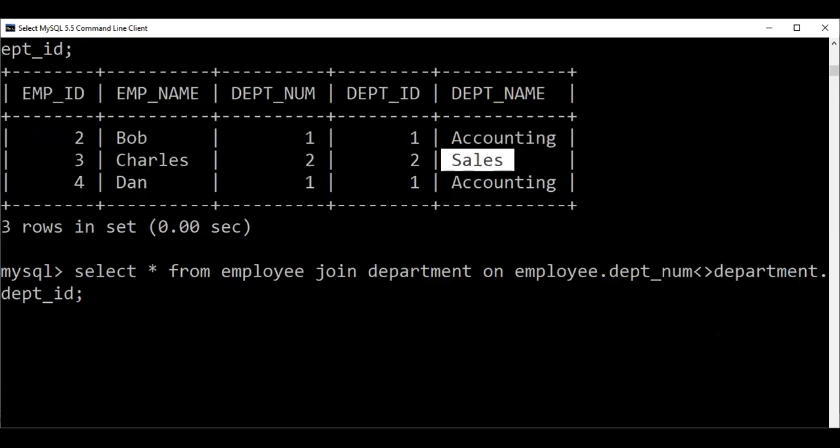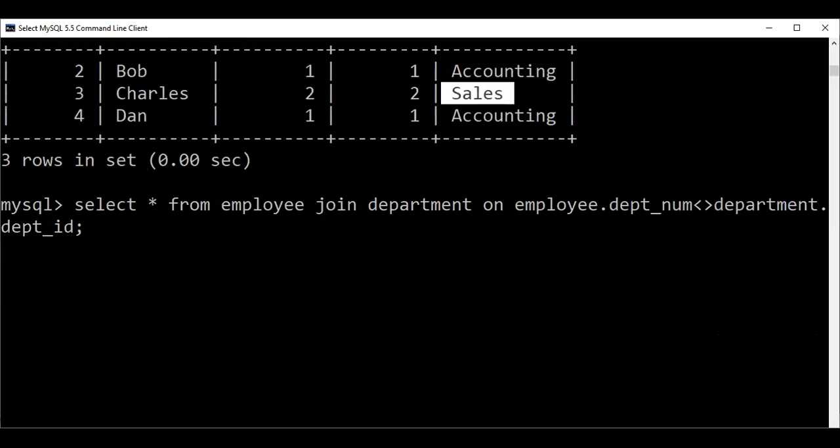So these are the not equal operator. The equal operator gives the employees who are working in a particular department. The not equal operator gives the employees who are not working in a particular department. You can see here, I have changed equal to not equal. Both kinds of joins are called theta joins.